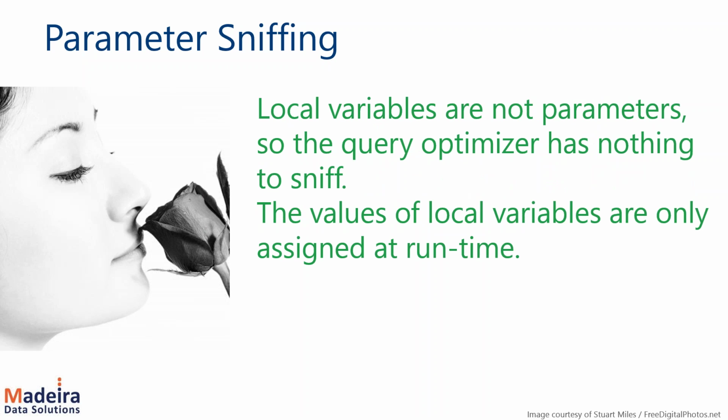Now, local variables are not parameters. So when you have a query that involves local variables, you don't have parameter sniffing. And in compile time, when the optimizer generates the execution plan, it has no idea about the values of the local variables. So it treats these local variables as unknown values and generates a plan that is an average plan for an unknown value, which in many cases will be a poor plan. It won't be good for this specific value.